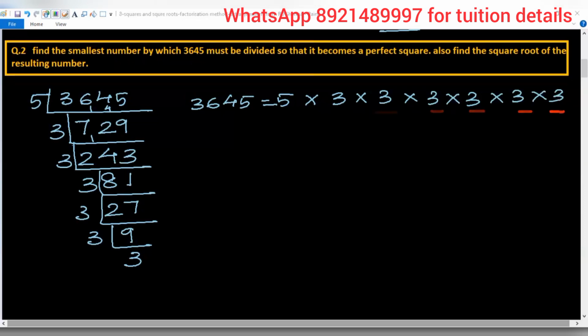Now, as in the previous question, when we take the square root, we need a pair for each and every digit inside. See, then only it will become a perfect square. See here, 3s are having pairs, but this 5 does not have a pair. So we have to remove this 5. Why do we have to remove?